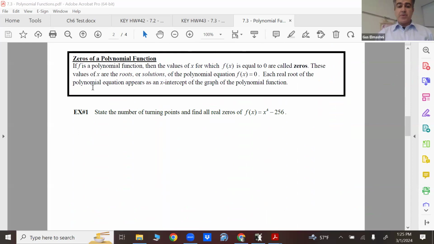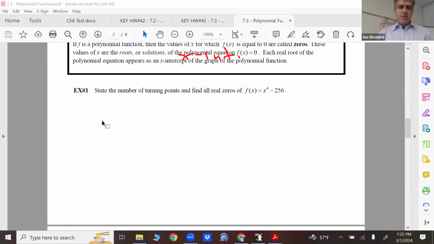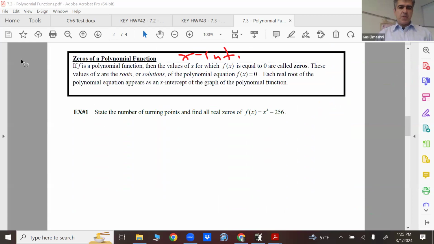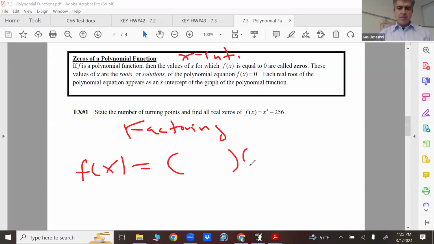Okay, zeros of a polynomial. Those are just x-intercepts. So in this case, you can do a lot of factoring if you can. How would I factor that? What would you guys say? You can, but I would actually approach it a little differently. Because we're going to want complex numbers, that's why.